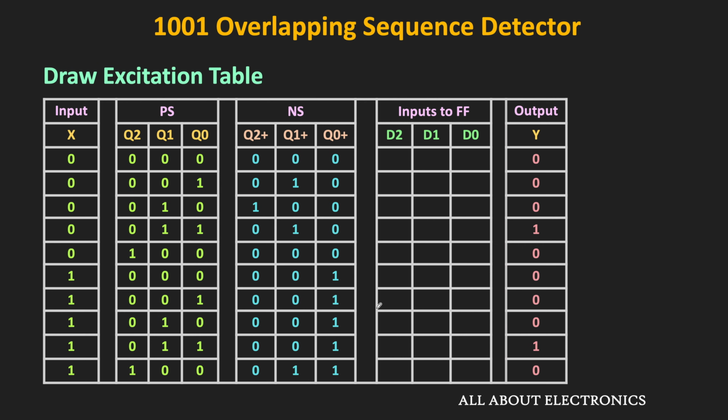So as you know, for the D flip-flop, the output is same as the input. That means here, to get the required next state, the input to the flip-flop should be same as the next state. So in this way, we also got the excitation table for our sequence detector. So now, the next step is to find the Boolean expressions for the inputs of the flip-flop in terms of the present states and the input. Because by applying these inputs to the D flip-flops, we will get our desired next state.